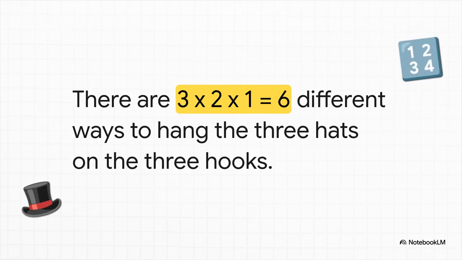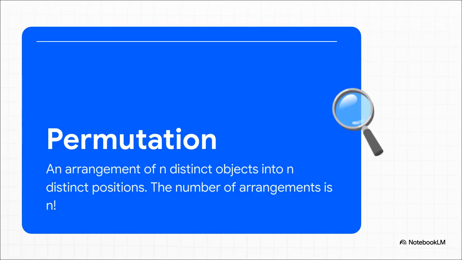Pretty straightforward. So, to find the total number of unique arrangements, all we have to do is multiply those choices together. 3 times 2 times 1 gives us 6. So, there are exactly 6 possible ways to hang those three hats on the three hooks. Simple as that. And this way of counting has a name in mathematics. It's called a permutation. A permutation is really just any arrangement of objects where the order matters. And the shorthand for this calculation, that 3 times 2 times 1, is called 3 factorial, and it's written with an exclamation mark. So for any number n of objects, the number of permutations is just n factorial.